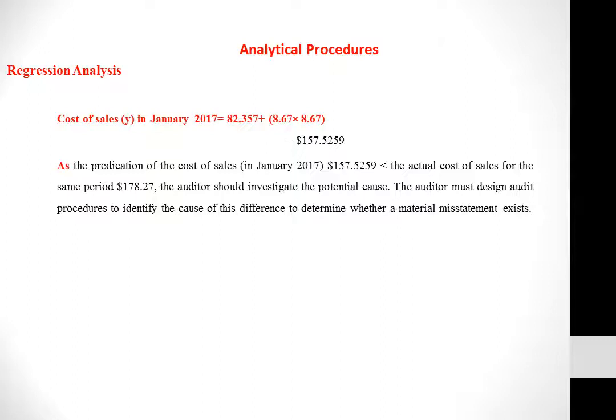In the same period the actual cost of sales was 178.227. So the auditor predicted in the first step, then compared the prediction with the actual number, and then should investigate the potential causes of the difference between the prediction and the recorded costs. This is the third step in the analytical review process. The auditor must design audit procedures to identify the cause of these differences and determine whether material misstatements exist. This is the evaluation, the fourth step.